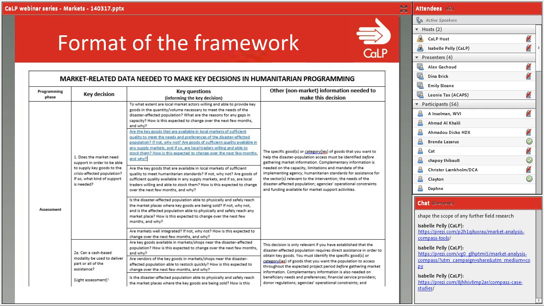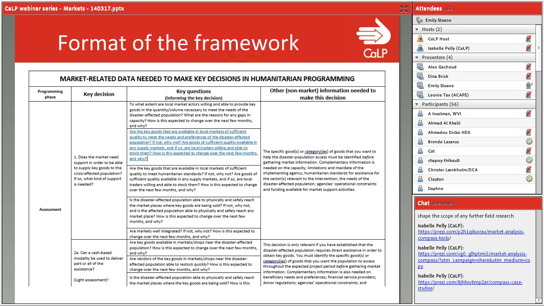And then for each key decision, we found it useful to divide the information into key questions that inform the key decision, that break down the process of making that key decision a bit more. And then for each key question, if you click on the question, it will take you to a separate document that lists out the pieces of data needed to answer that key question. And then finally, in the final column, we have nodded to, but we have not spelled out in great depth, the other complementary information that is needed to make this decision.